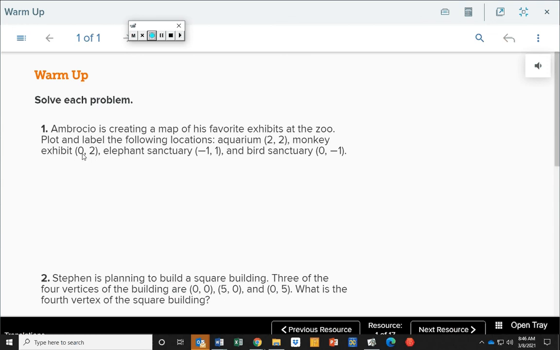This would be over 0, up 2. This would be what? Back 1, up 1. And this would be back, down 1. Okay?